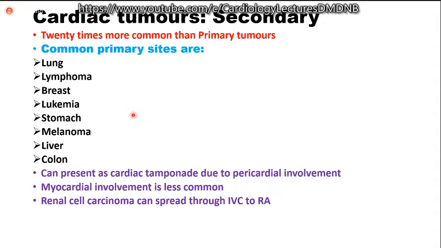Myocardial involvement in these tumors is extremely uncommon. Renal cell carcinoma can spread through the IVC into the right atrium. Sometimes the cancer cells from the kidneys can reach the heart through the IVC.